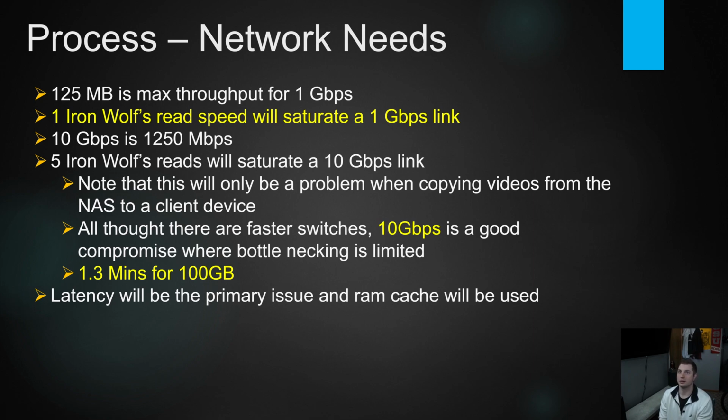Okay, network needs, as we're talking about, 125 megabytes per second is the max throughput in theory for a 1 gigabit switch. I typically get 113. There's overhead there, so one IronWolf will saturate a gigabit link. Okay, so 10 gigabits is 1,000.